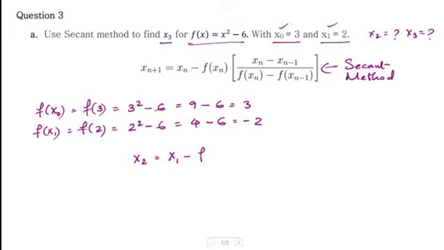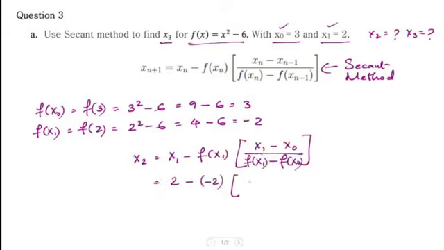Now we have the value for x1, that's 2, minus f of x1, that's minus 2, times x1, which is 2, minus x0, that's 3, divided by f of x1, that's minus 2, minus f of x0, that's 3. Once we solve this for x2, we get the value 2.4. So that would be x2.